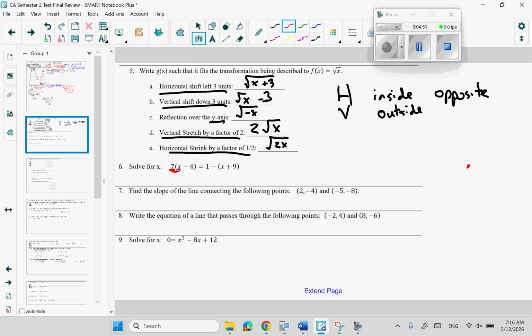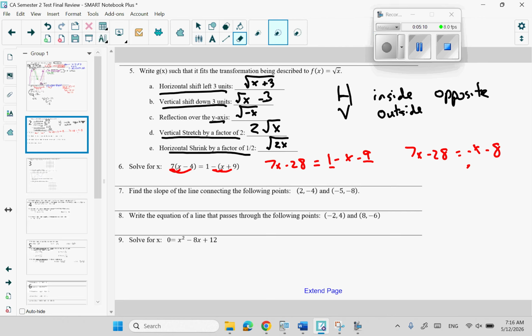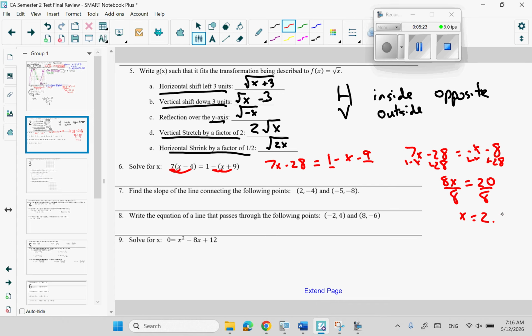Solve. So let's distribute this and let's distribute the negative. So we get 7x minus 28 equals 1 minus x minus 9. Combine like terms, we get 7x minus 28 equals negative x minus 8. Add 28 to both sides. Add x to both sides. We get 8x equals 20. Divide by 8, divide by 8. We get x equals 2.5.